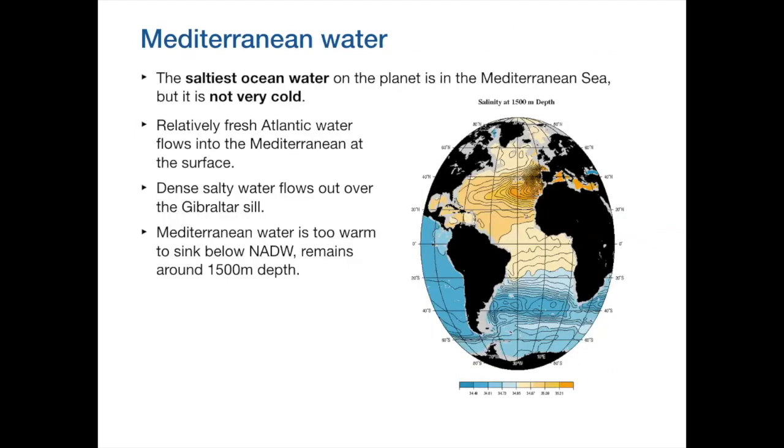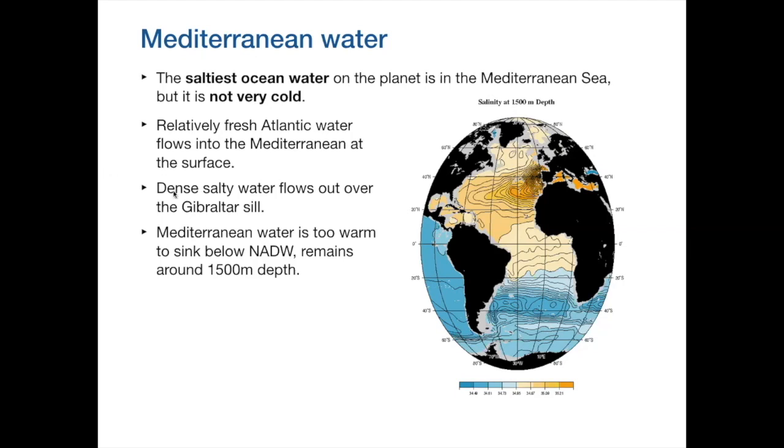So let's talk briefly about the Mediterranean, which was highlighted in green on the previous slide. It is the saltiest water on the planet, but it's not very cold. So it's salty because the Mediterranean is an area where evaporation exceeds precipitation. And so Atlantic water, which is relatively fresh, flows into the Mediterranean. A lot of the evaporation happens, so the water becomes saltier.